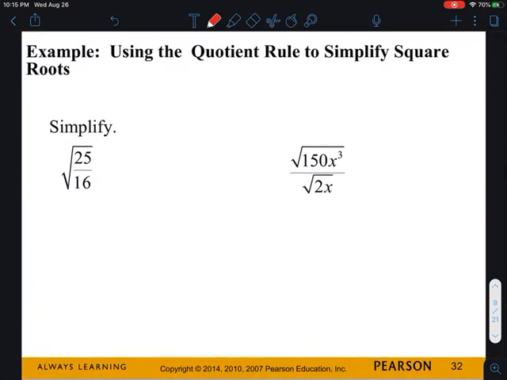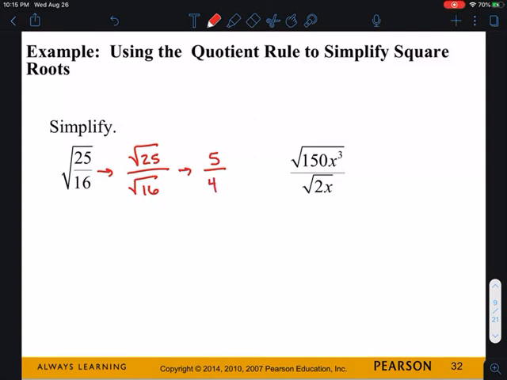So the first one, if we have a square root of 25 over 16, this would be a case that you would want to break it into your two pieces. Square root of 25 over square root of 16. Square root of 25 is going to give us 5. Square root of 16 is going to give us 4.